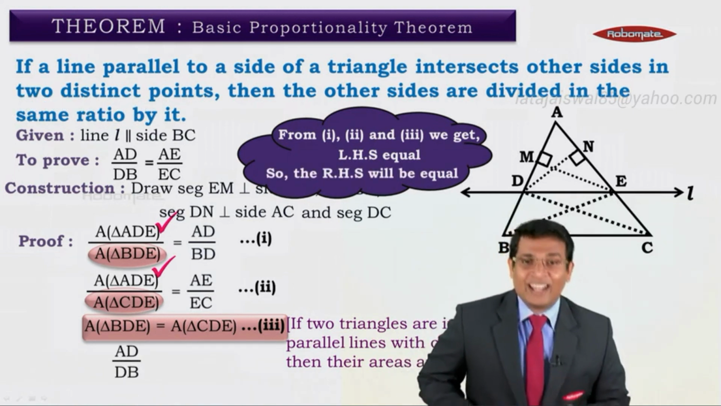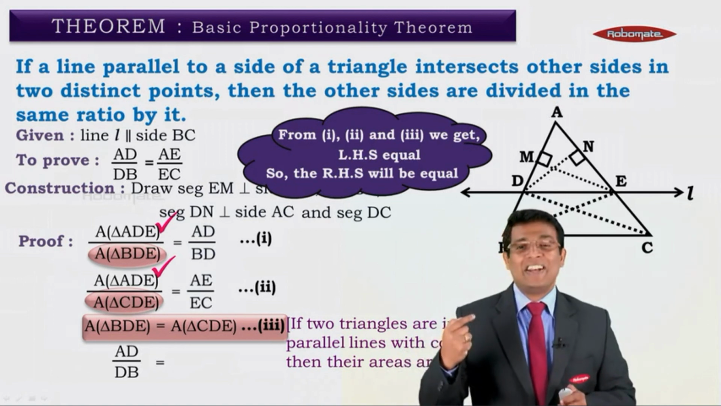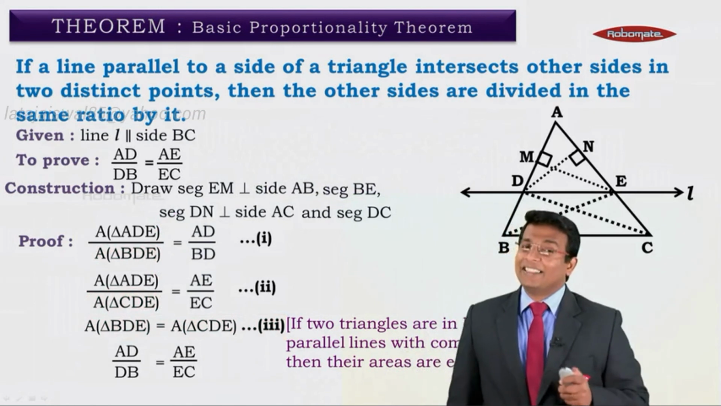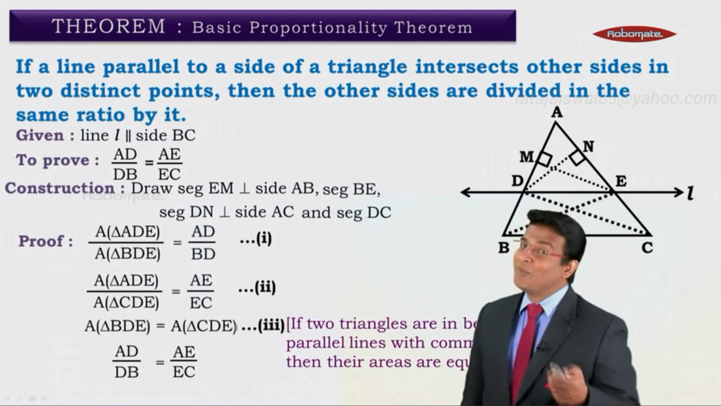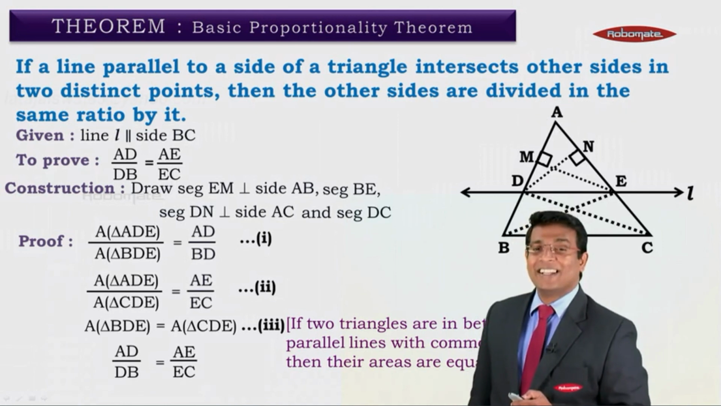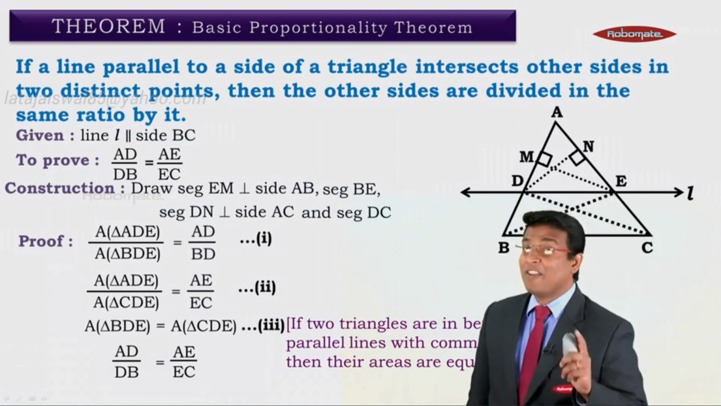That means we would get AD upon DB is equal to AE upon EC, and this is what we wanted in the proof. The reason would be from 1, 2 and 3, and we get the proof done. Wasn't that easy? A simple proof. Very, very, very important.